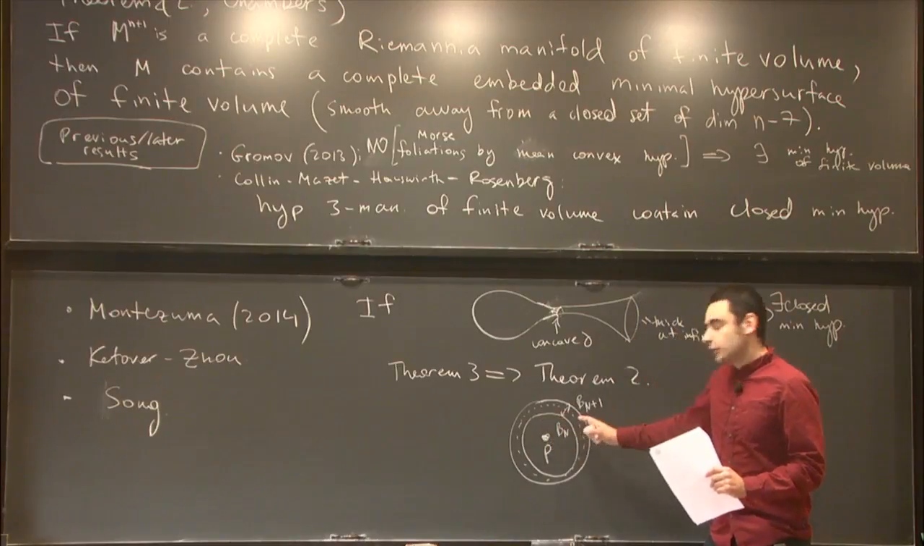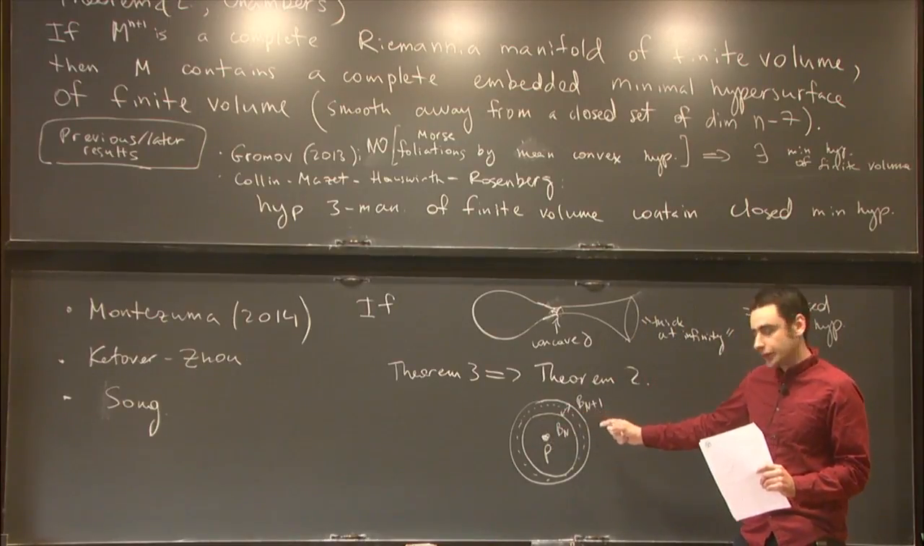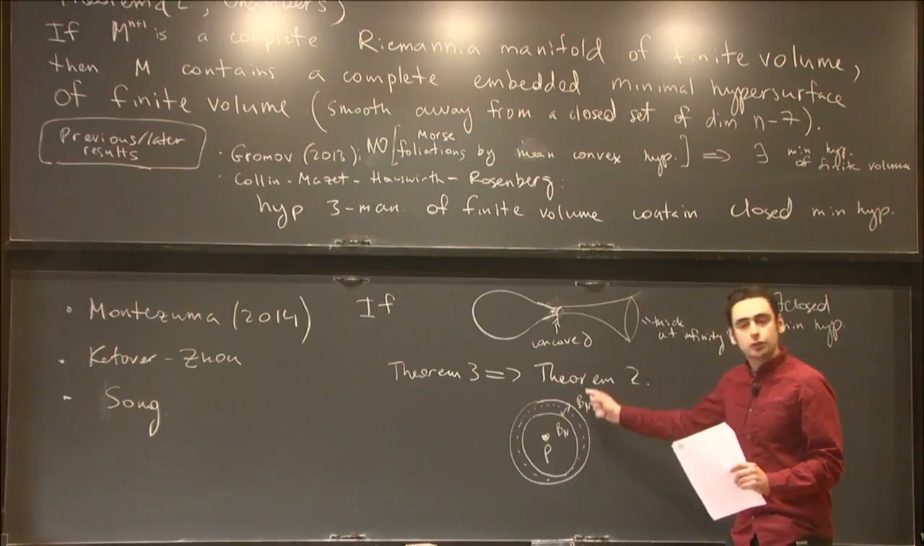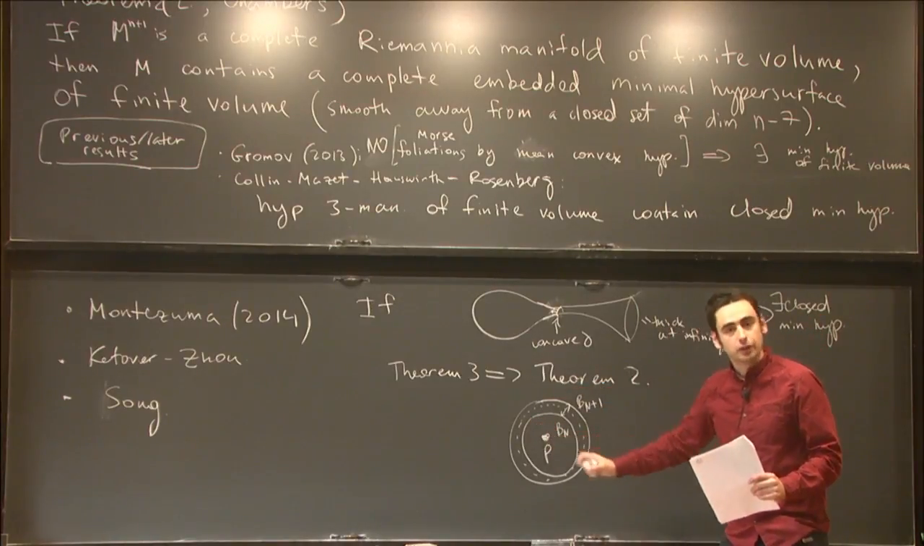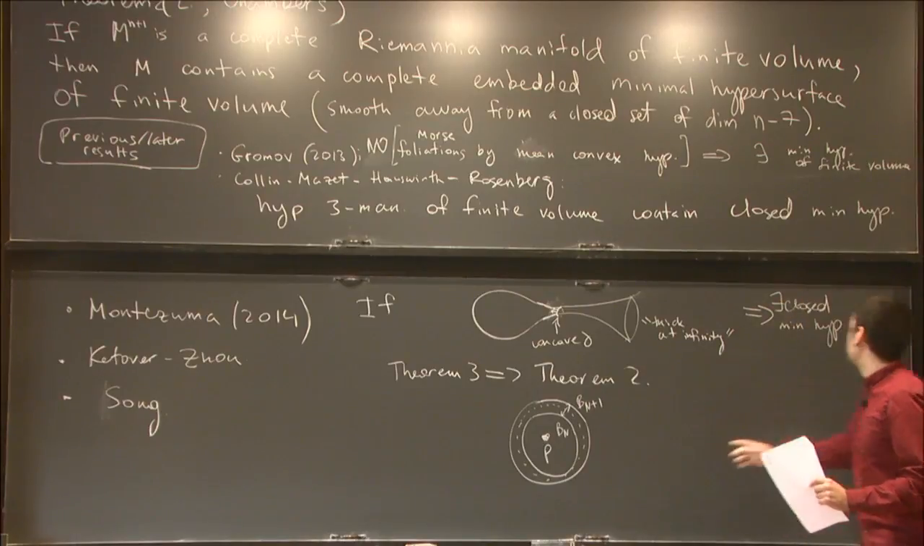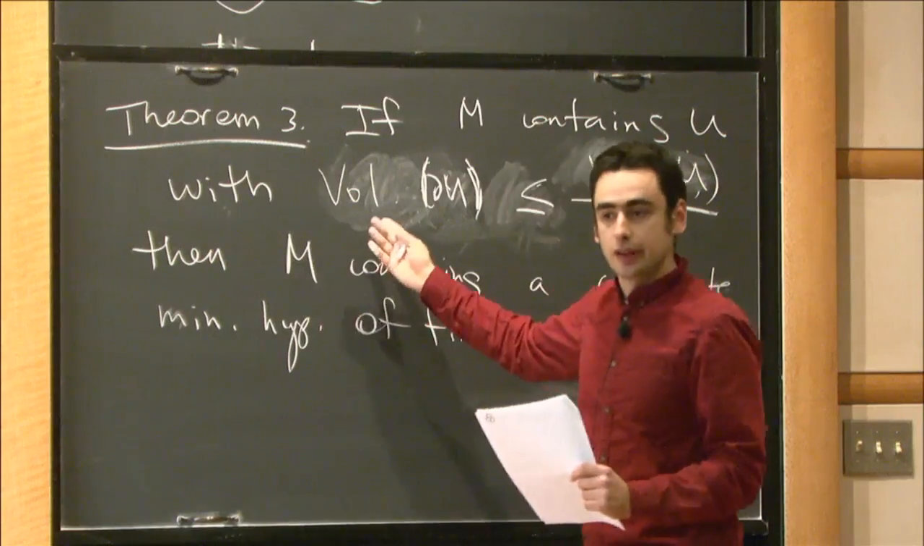So if a manifold has finite volume, then we will be able to find geodesic spheres of arbitrarily small size, but the width will not be small. It will be something bounded away from 0, and in particular it will satisfy this condition.